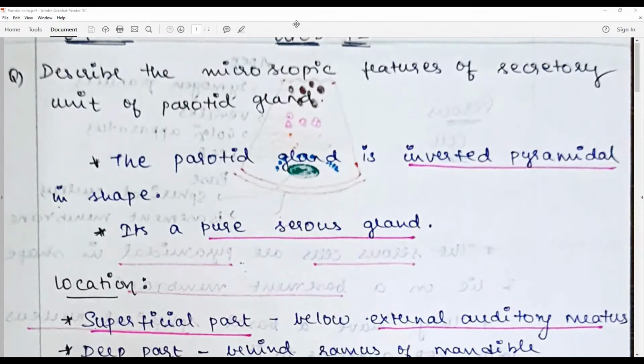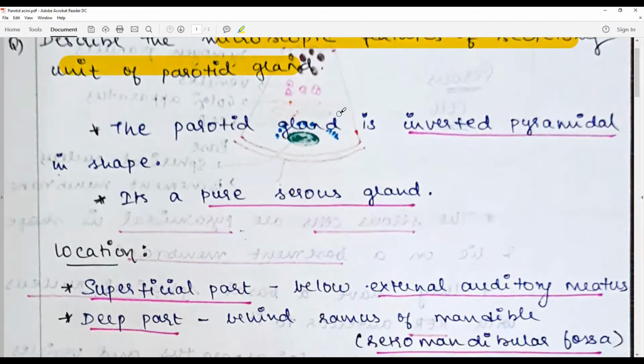Today we are going to see the microscopic features of the secretory unit of the parotid gland. For this question, the answer should be like this.